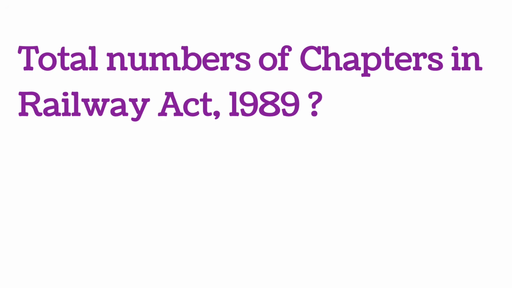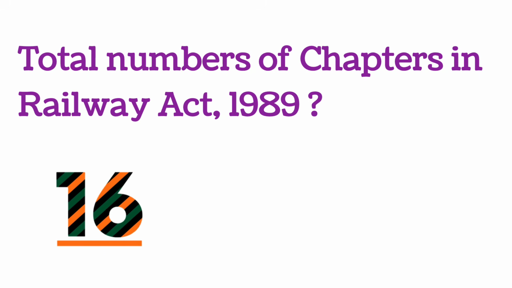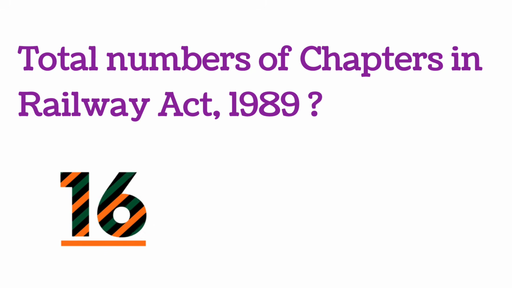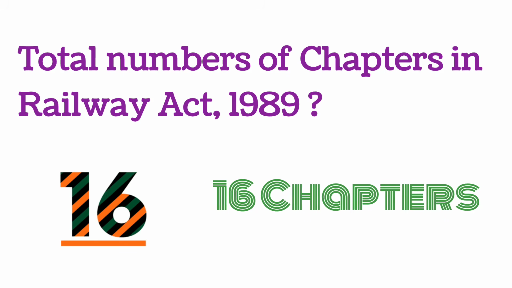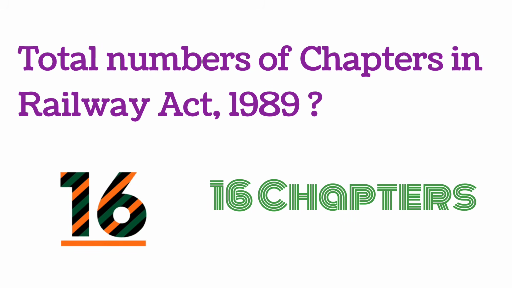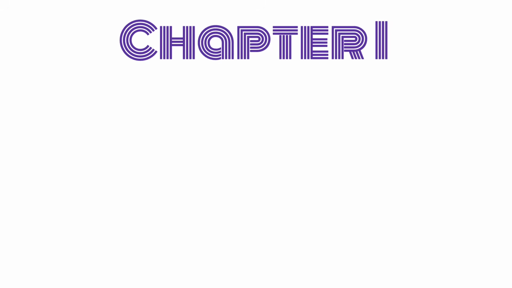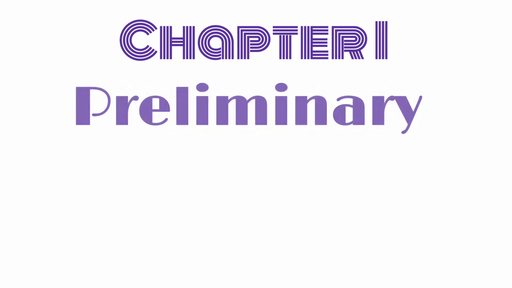As after knowing the chapters, sections become a little bit easy to remember. So let's start. Total number of chapters in Railway Act 1989 is 16. In our GRS it is 18; GRS minus 2 is 16. Less than 2 chapters from our GR book. So it has a total of 16 chapters.